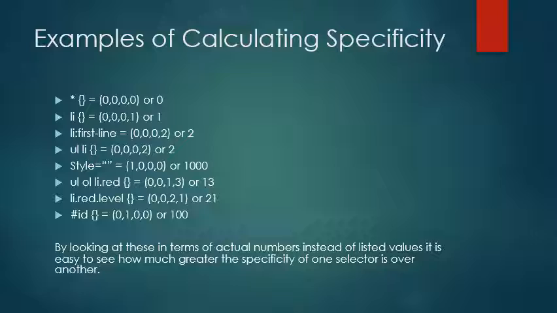Now it could be useful to read the lists of specificity numbers instead as numbers to fully understand their strengths in relation to one another. As you can see, an inline style, represented as style equals quotations, has a specificity of 1000. Now this is the strongest specificity, and compared to a list item represented by li with a specificity of 0001, or just 1, it will always be stronger. If you had an inline style on a list item, the inline style would always beat whatever list item requirements you put in your CSS document.